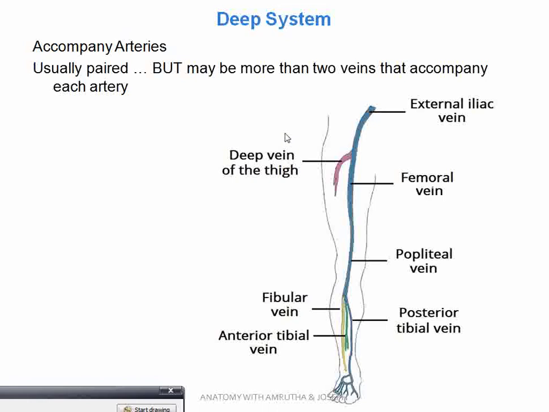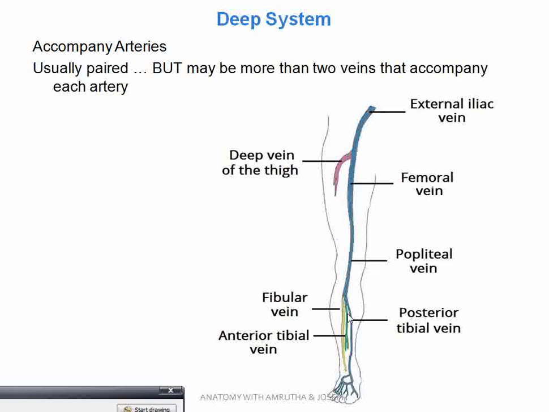The deep system: they accompany the arteries. Usually they are paired, but there may be more than two veins that accompany each artery. So these are the arteries, and these are the veins, but they are actually following the arteries. We have seen the femoral artery, so we have the femoral vein. We have seen the popliteal artery, so we have the popliteal vein.